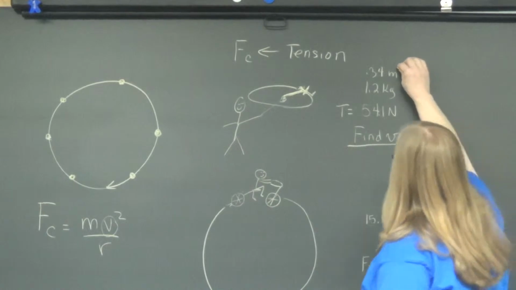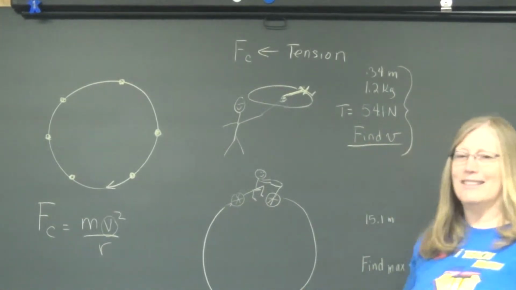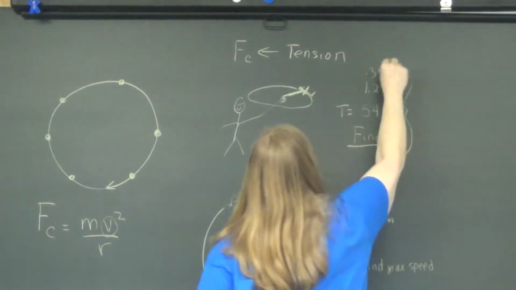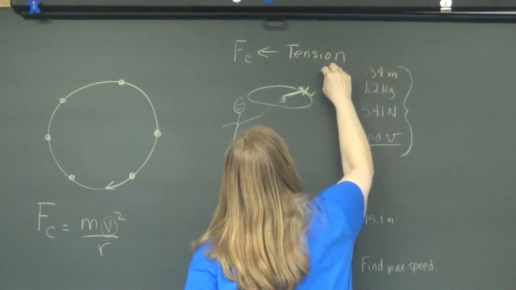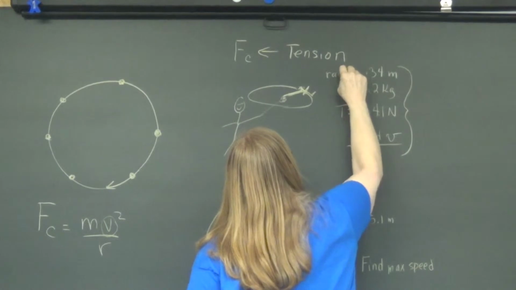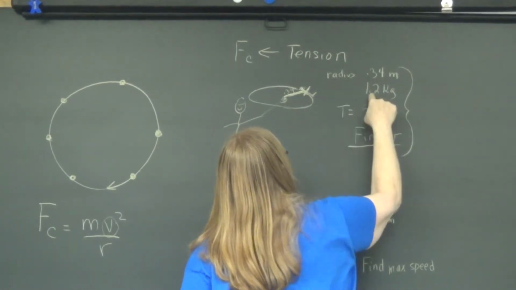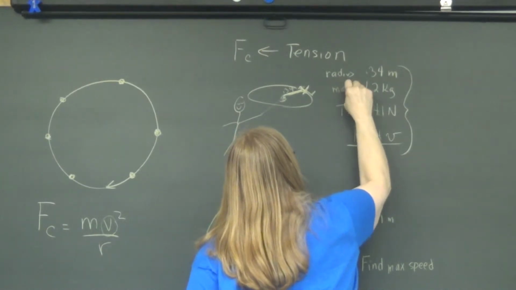Are you with us, Alex? Yes. What are the first two numbers again? What do they correspond to? All right, this is the radius. 0.34 meters is the radius. This part right here. And this is the mass of the object that is being spun.